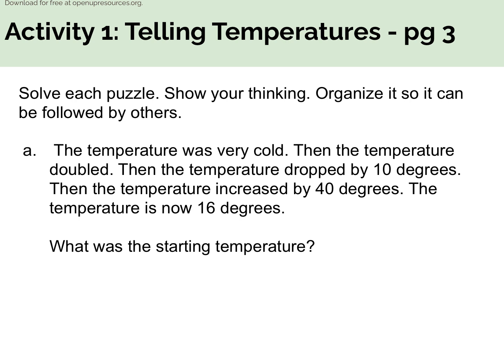Alrighty, let's jump into it. Activity 1 says solve each problem showing your thinking, organize it so you can be followed by others. So A: the temperature was very cold. Then the temperature doubled. Then the temperature dropped by 10 degrees. Then the temperature increased by 40. The temperature is now 16 degrees. What was the starting temperature? So go ahead and put that together somehow as your thought process, showing how you would actually answer that. Pause this, put that together, and then come back to me.